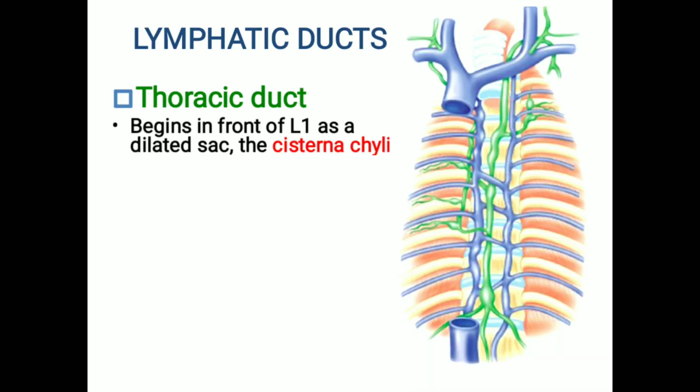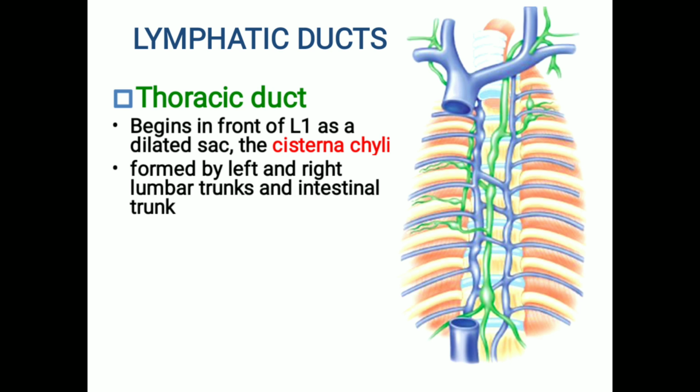Okay, the thoracic duct begins in front of L1. You can see this is the larger one. What you are seeing is the thoracic duct. It begins in front of the L1 lumbar vertebra as a dilated sac. You can see this dilated sac, called the cisterna chyli. It is formed by the right and left lumbar trunks and the intestinal trunk.